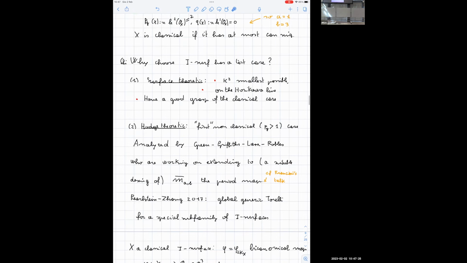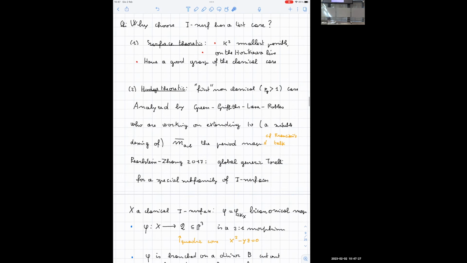And just as a fun fact, these surfaces are simple, but it's not known whether global Torelli or generic global Torelli holds for these surfaces. There's a paper by Ekedahl and Zhang in 2017 where they proved generic global Torelli, but for a special subfamily, which has a bigger automorphism group.